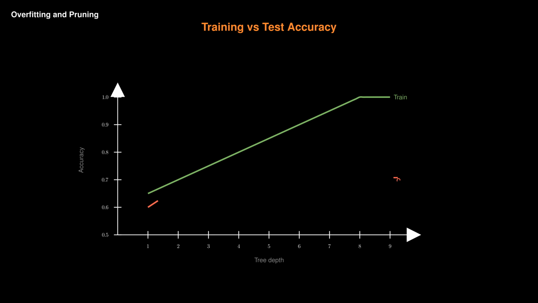As we increase tree depth, training accuracy climbs steadily. Eventually it hits 100%. But test accuracy tells a different story. It rises at first, peaks at some moderate depth, then starts to fall. That gap between training accuracy going up and test accuracy going down, that is the signature of overfitting.